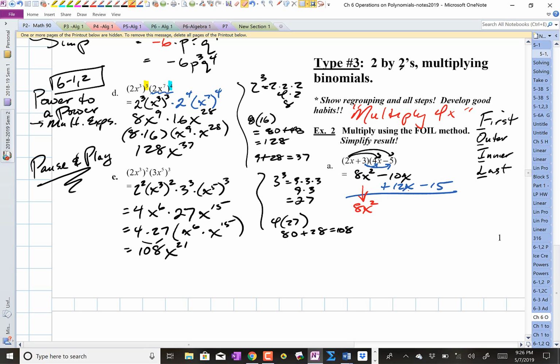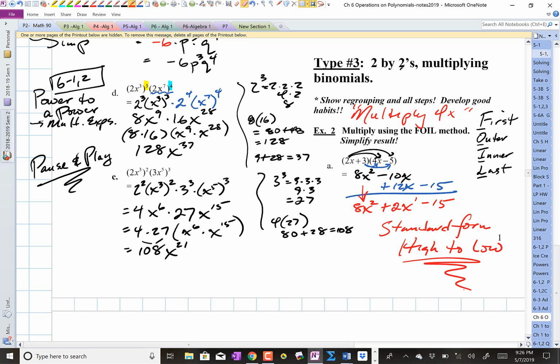Negative 10x plus 12x is 2x, because 12x minus 10x is 2x. 12 minus 10 is 2. And then you've got the minus 15. And notice it's in standard form. Second degree, first degree, zero degree. Standard form, or what's called descending order, where the exponents are expressed from high to low, as I've been repeating over and over again.